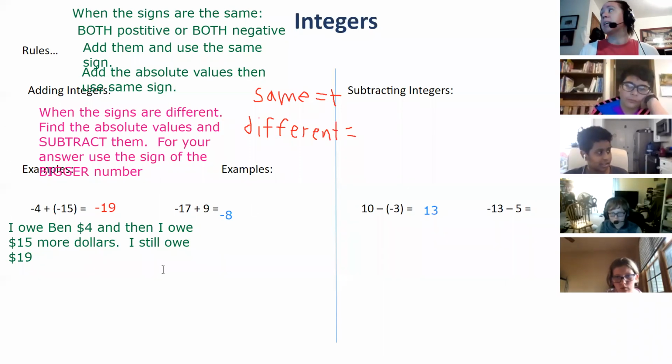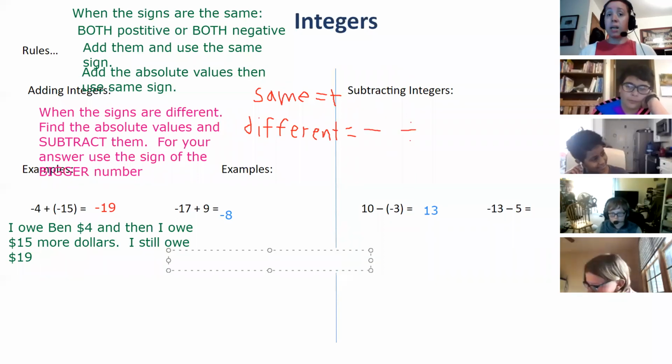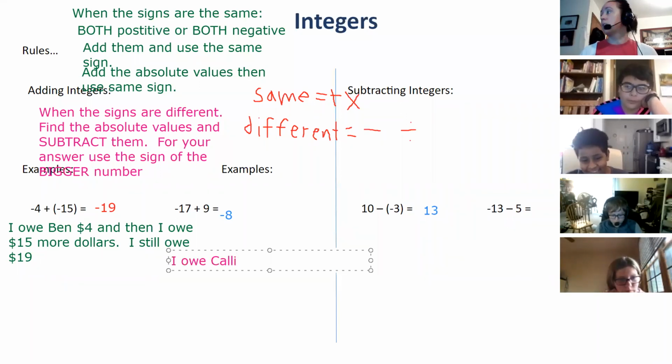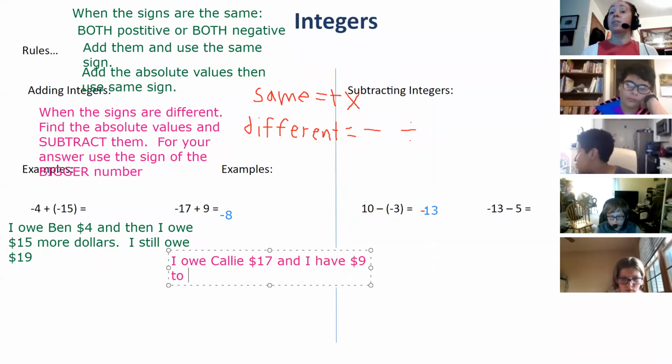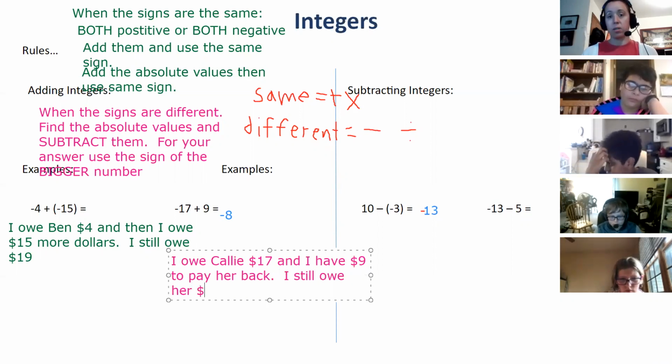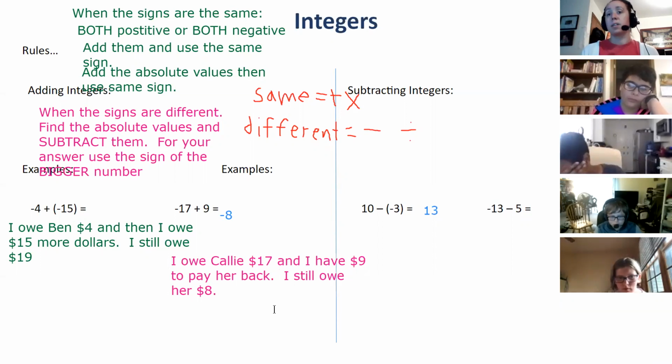If you like thinking of it in the way of money, that would be like, I owe Callie $17 for a new Zelda game. Let's say it was a really good deal, right? And I have $9 to pay her back. I still owe her $8. That's what it is. Good.